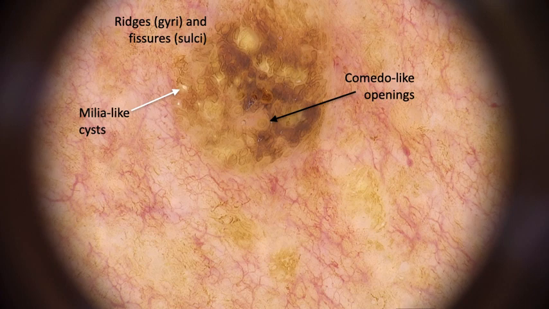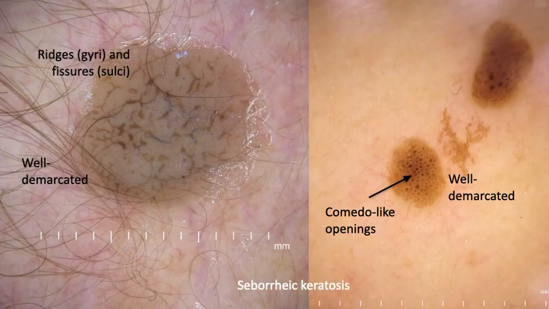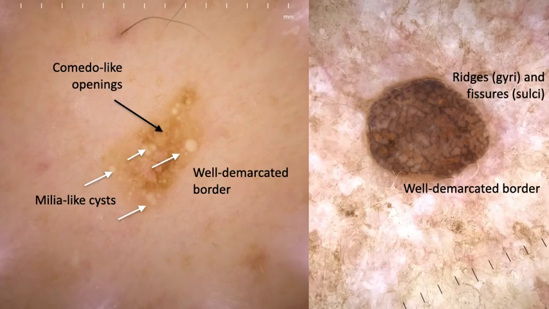So here we have a seborrheic keratosis demonstrating milia-like cysts, comedo-like openings, and fissures and ridges. Here we have two other cases where we are seeing lesions with well-demarcated borders, ridges and fissures, and comedo-like openings. Two other seborrheic keratoses with milia-like cysts. Don't forget that we sometimes need to toggle between polarized and non-polarized light in order to visualize the milia-like cysts with the non-polarized light.